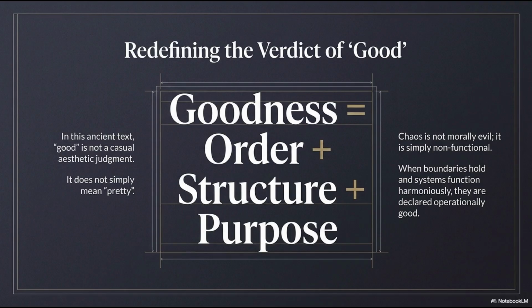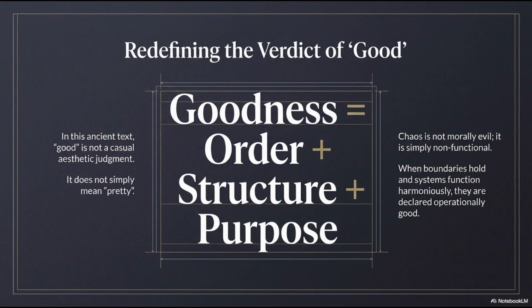No, not at all. In the vocabulary of this narrative, goodness is intrinsically linked to order, structure, and purpose. The chaotic, formless void at the beginning wasn't morally evil. It was simply non-functional. It's just a mess. Exactly. But as everything is given a designated place, as boundaries are drawn, seasons established, and plants produce seed according to their kinds, it becomes good. Goodness means a system is functioning perfectly according to a harmonious design.